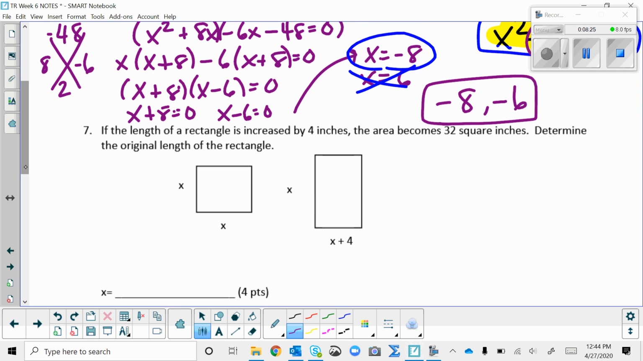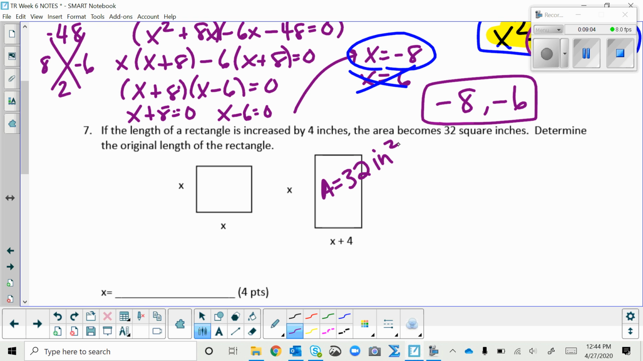Right, so let's look at this. Take a minute and read the next problem to yourself. So we had this square on the left where the sides are the same. They're both x and x, right? Because it's a square. But then the length of one of the sides was increased by 4. And so now we have this rectangle. It's a rectangle now because the sides are no longer all the same. And we know that for this new rectangle, the area is 32 square inches.